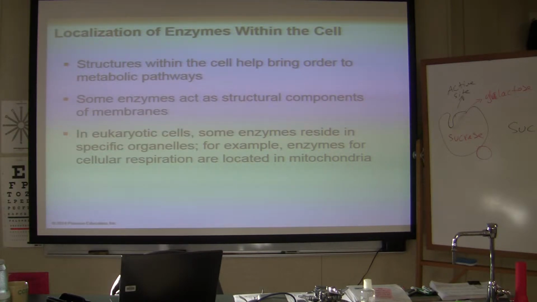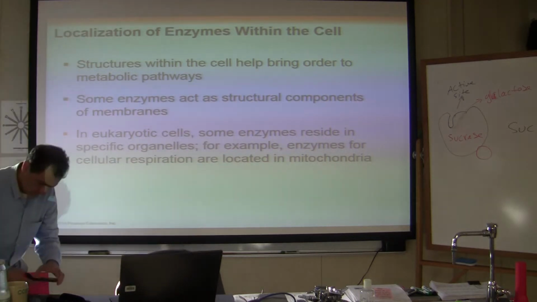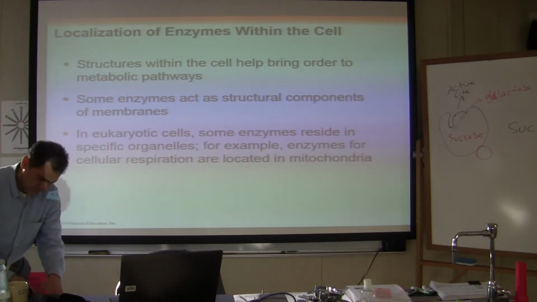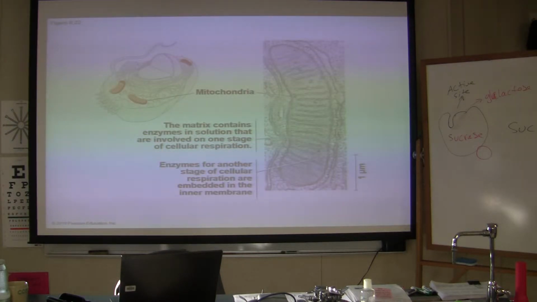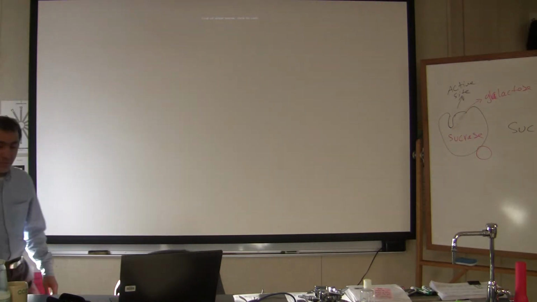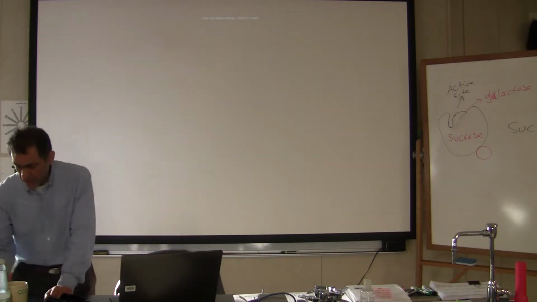Eukaryotic cell, let's read it. Structure within the cell helps bring order to metabolic pathways. Yes, some enzymes act as, this is mine, sorry. Okay, some enzymes act as the structural components of membrane. Of course, in eukaryotic cells, some enzymes reside in specific organelles. For example, enzymes in cellular respiration are located in mitochondria. Okay, am I done? Yes, this is mitochondria. We are done with this chapter. Is there any question from this chapter?